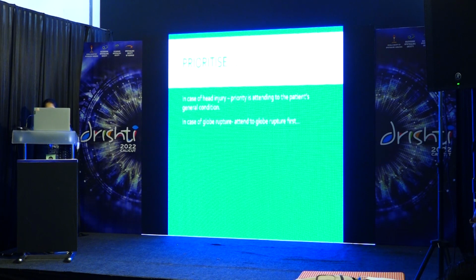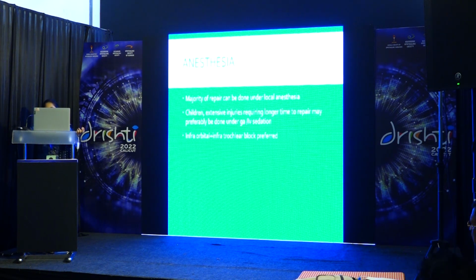So always prioritize your treatment plan. In case of head injury, the priority is of course attending to the patient's general condition. In case of globe rupture, the repair of the globe rupture comes first, followed by lid tear repair. Many of these cases can be done under local anesthesia, but in children, or wherever you have extensive injuries requiring a long time to repair, they will probably be taken under general anesthesia or IV sedation. In case of canalicular tear, perilesional or infiltrative block is preferably avoided, and we can just go for regional blocks like infraorbital and infratrochlear block. That is the preferred approach so that we have less tissue distortion.